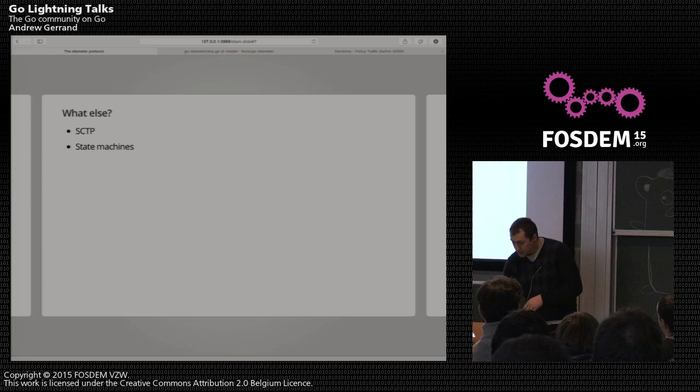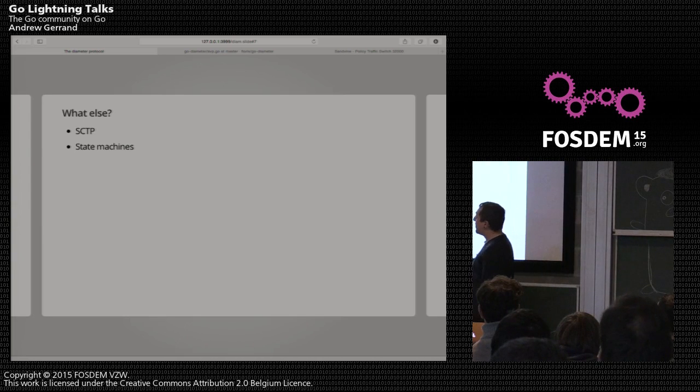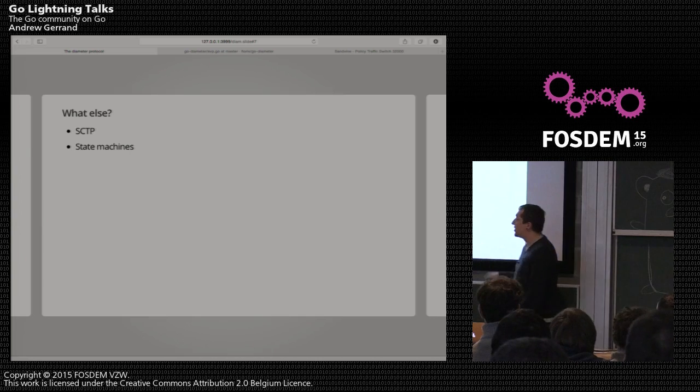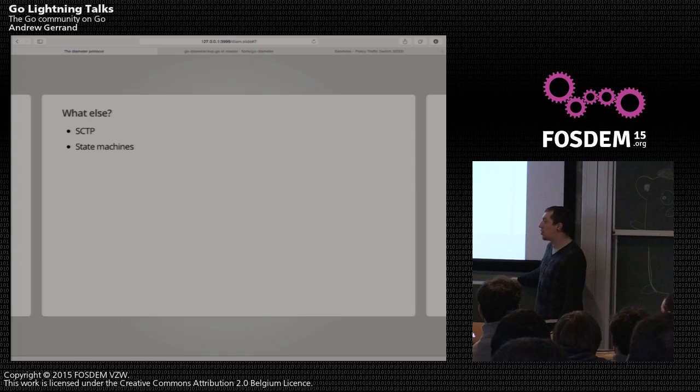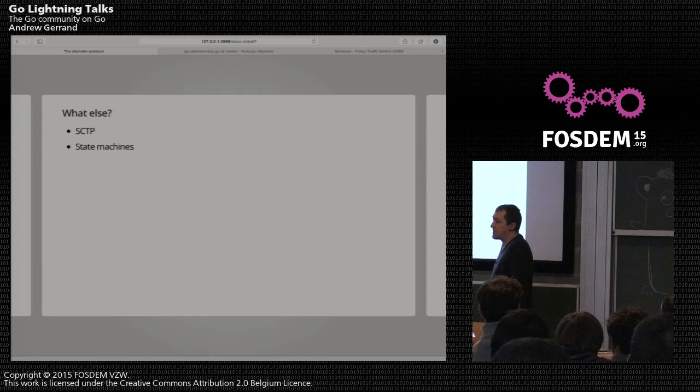And what's next here is part of the spec, SCTP. We don't have this in Go yet, and I don't know if we're going to have this in Go. There's actually a fork of the entire standard library that adds SCTP to the net package, but I decided not to use that. And also the state machines of the Diameter.